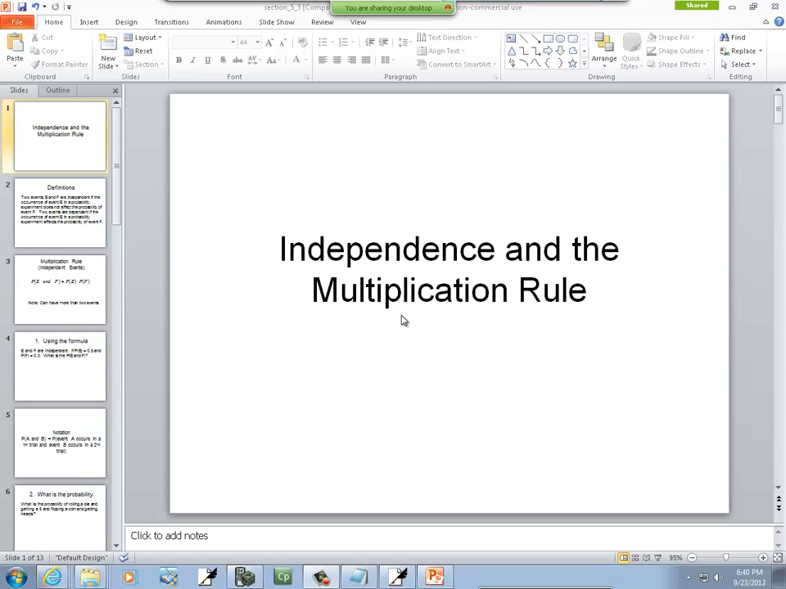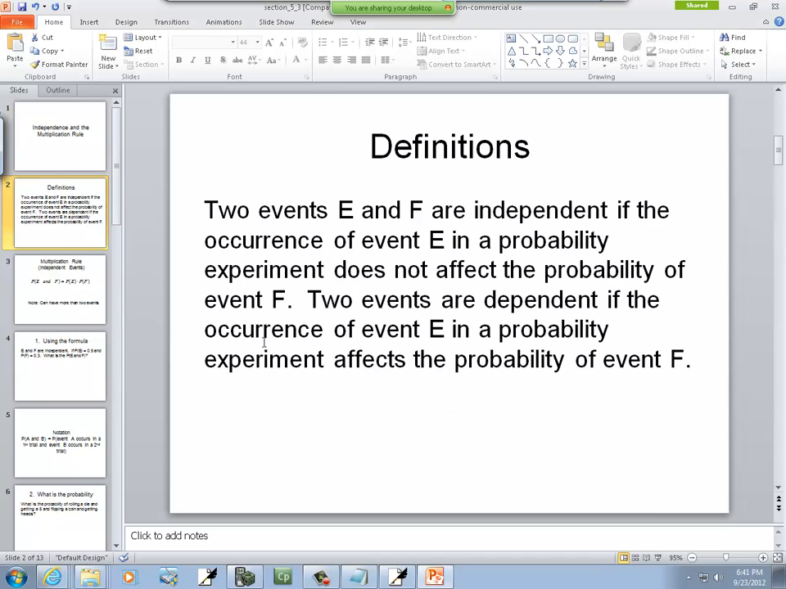And this is independence and the multiplication rule. Some definitions: two events E and F are independent if the occurrence of event E in a probability experiment does not affect the probability of event F. Two events are dependent if the occurrence of event E in a probability experiment affects the probability of event F.